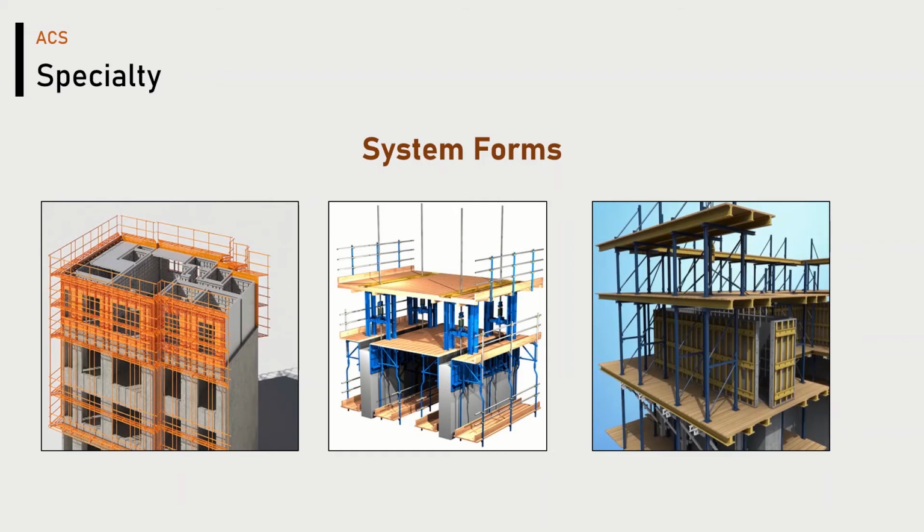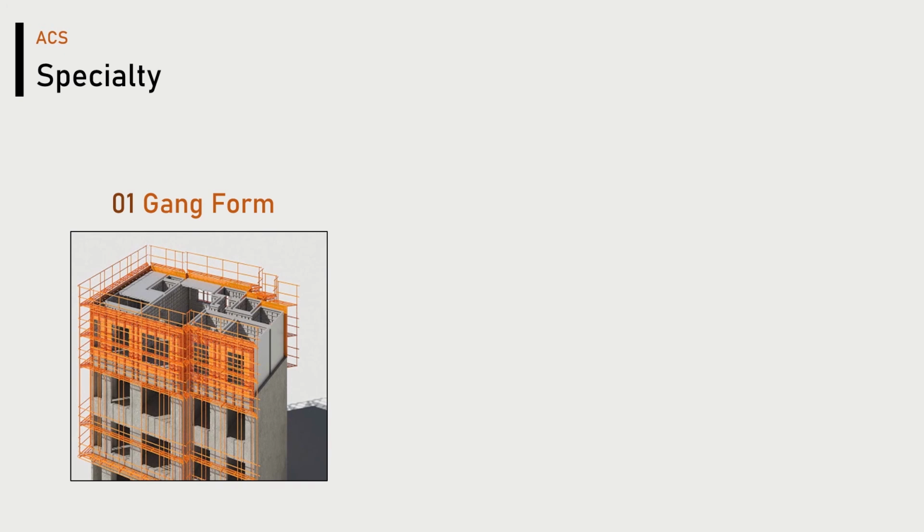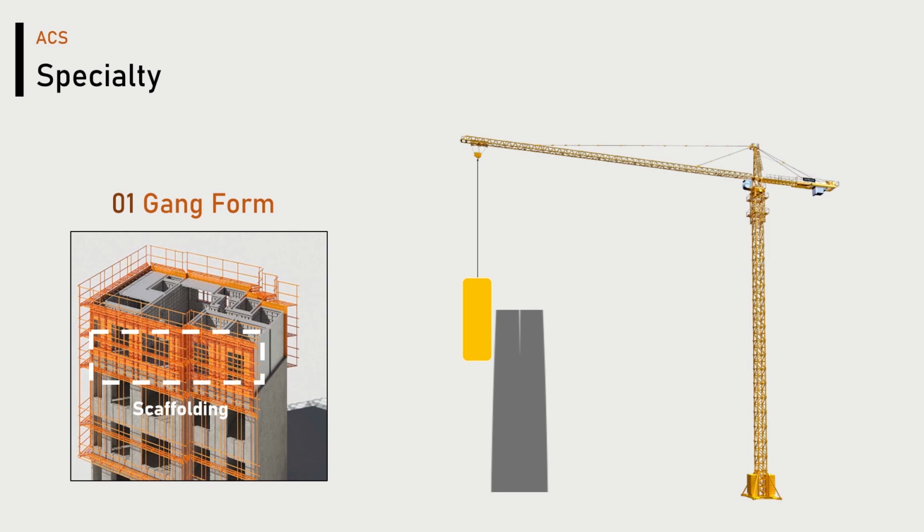For now, there are three main types of large system formwork used to build such high-rise buildings. First is gang form, second is slip form, and lastly is ACS. First of all, the gang form is simply lifting a large mold with a foothold onto the wall with a tower crane. In other words, a tower crane is a must every time the floor goes up.